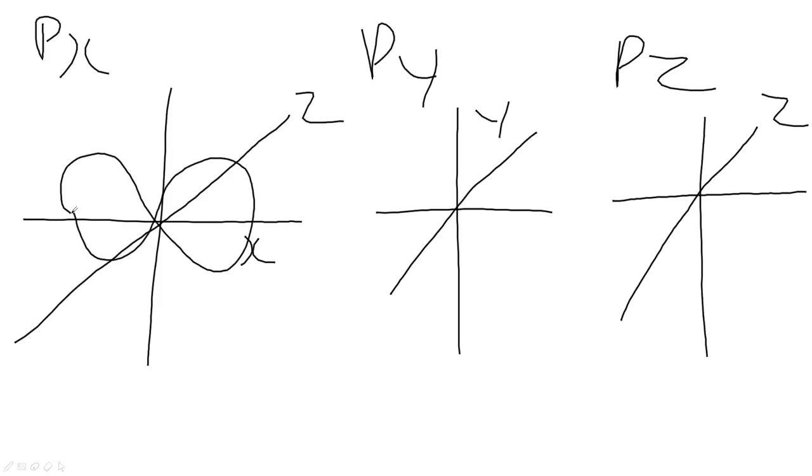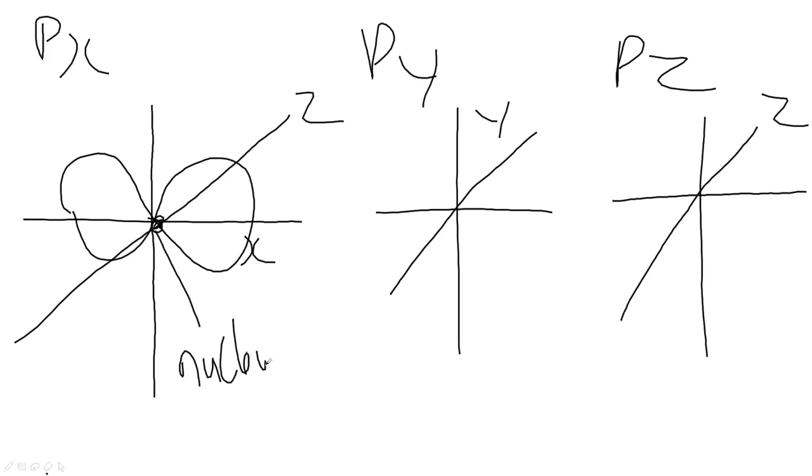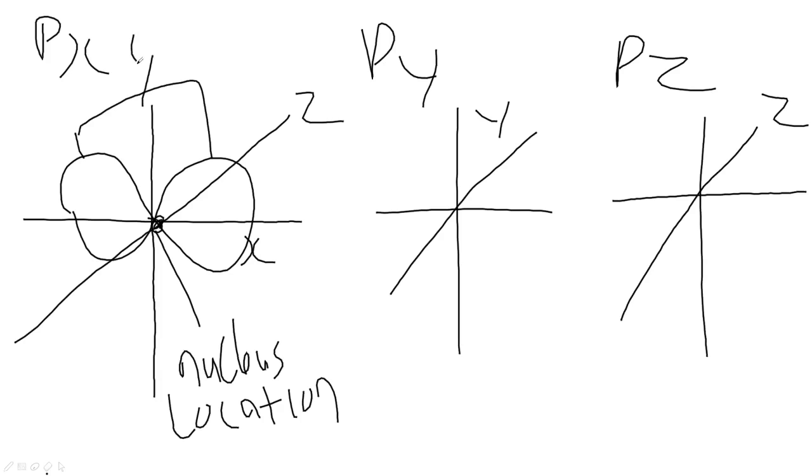This is where the electrons are actually located, and this is the nucleus. Let me draw that line again. This is the nucleus location, and this is the electron location. These two parts are the electron location. Okay, I hope you've seen that. Now let me erase it.